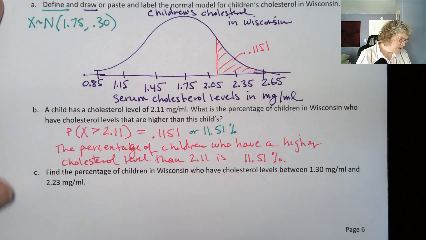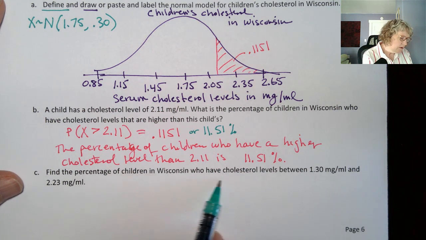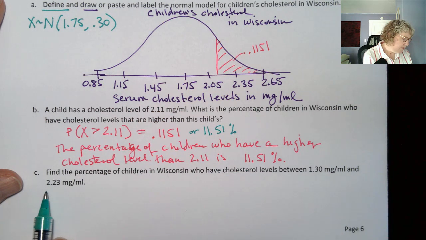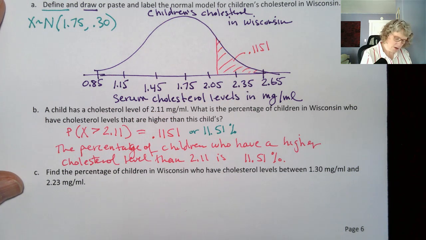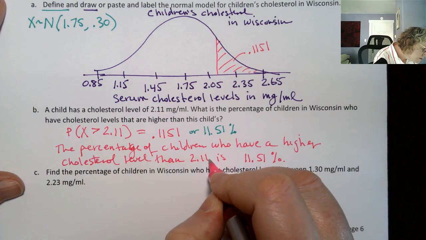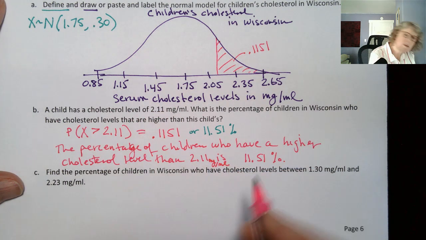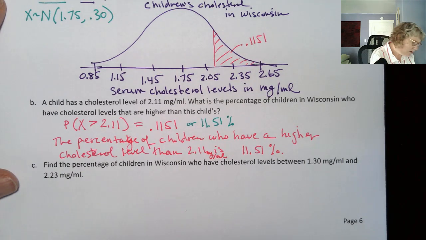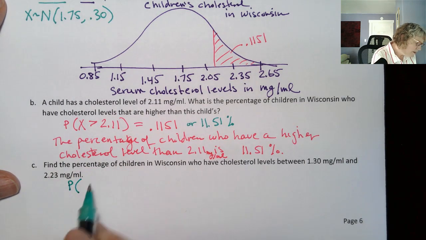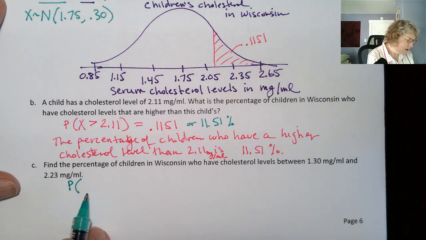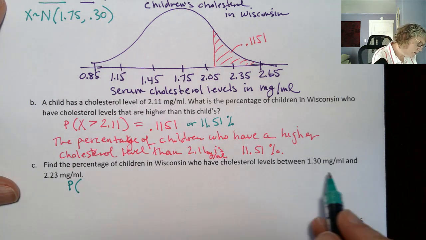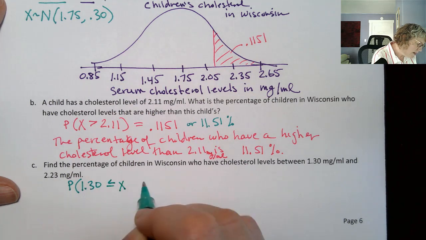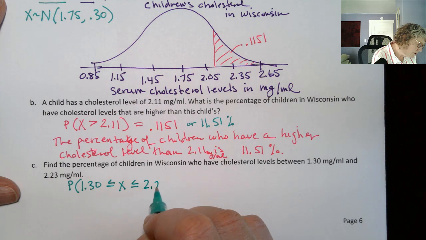Okay, let's do another one. Find the percentage of children in Wisconsin who have cholesterol levels between 1.3 milligrams per milliliter and 2.23 milligrams per milliliter. And that reminds me, I didn't put my units in my sentence there. Okay, so this is between, so we get to practice that between notation again. Probability, with between, we're going to start with the number. So open parenthesis, I'm going to put the smaller number, 1.30, less than or equal to x, less than or equal to 2.23.